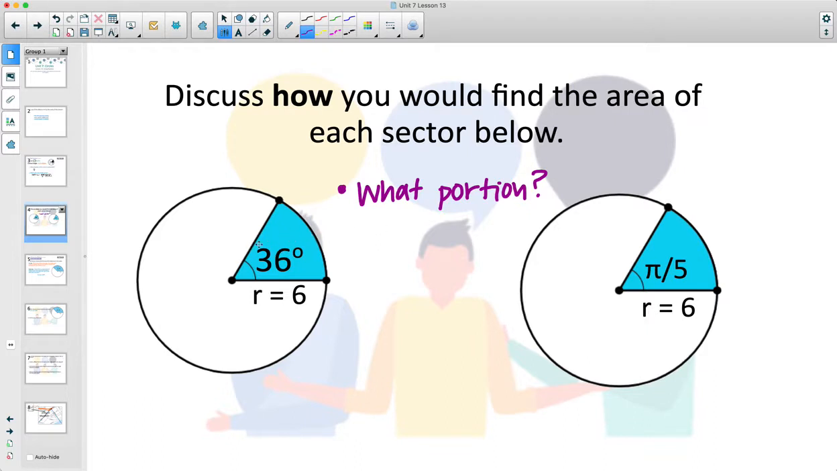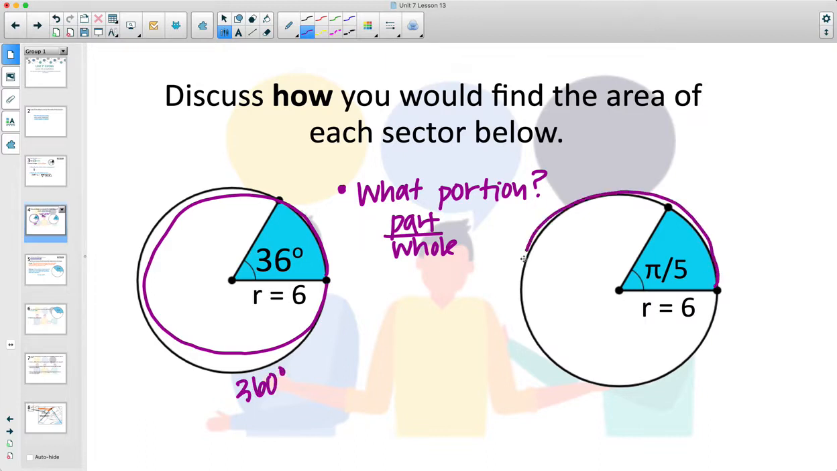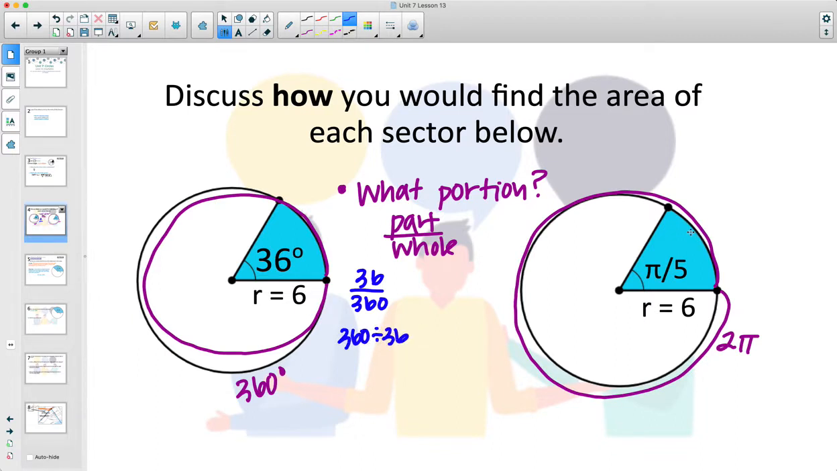When we're figuring out this one, because this one's measured in degrees, remember portion is part out of whole. So the whole central angle would be 360 degrees in this one versus the whole central angle when we're measuring in radians, the whole thing is 2 pi. So when we're determining what portion, here we would be looking at maybe 36 divided by 360. Or if you wanted to figure out how many equal slices went in there, you could do 360 divided by 36 and take one of those parts.